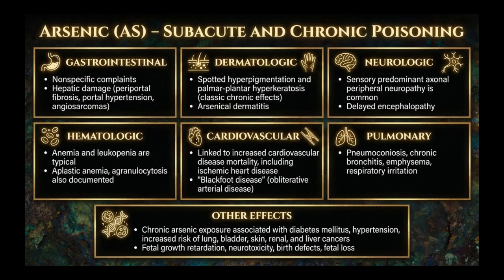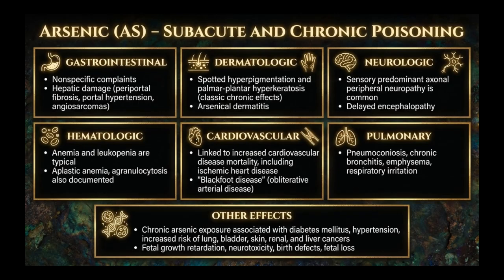Chronic ingestion of arsenic is associated with an increased risk of cardiovascular diseases, including heart disease and vascular disorders. One specific disease linked to long-term arsenic exposure, especially in Taiwan, is obliterative arterial disease affecting the arteries of the lower limbs. Chronic occupational exposure to airborne antimony, often associated with arsenic, has been linked to respiratory conditions such as pneumoconiosis, chronic bronchitis, emphysema, pleural adhesions, and general respiratory irritation.